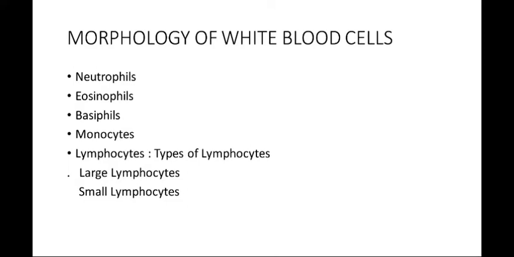The nucleus is multilobed. The number of lobes in the nucleus depends upon the age of cells. In younger cells, the nucleus is not lobed, and in older neutrophils, the nucleus has 2 to 5 lobes. The diameter of the cell is 10 to 12 micron. The neutrophils are amoeboid in nature. This is about neutrophils.